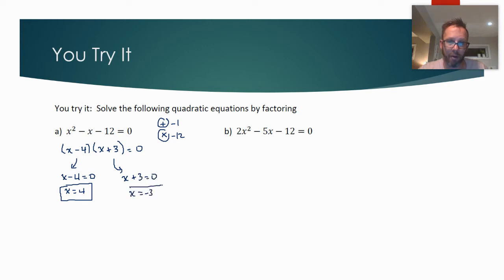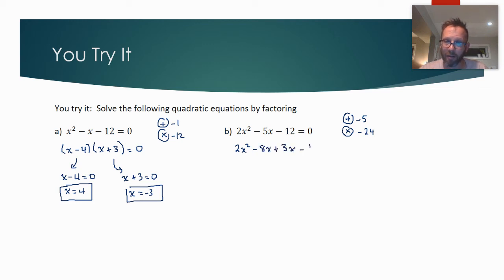X equals -3, another solution. Perfect. All right, let's look at B. So B is a complex trinomial. We'll need to use decomposition. We want numbers that add to -5 and multiply to 2 times -12, -24. Those two numbers are -8 and +3.